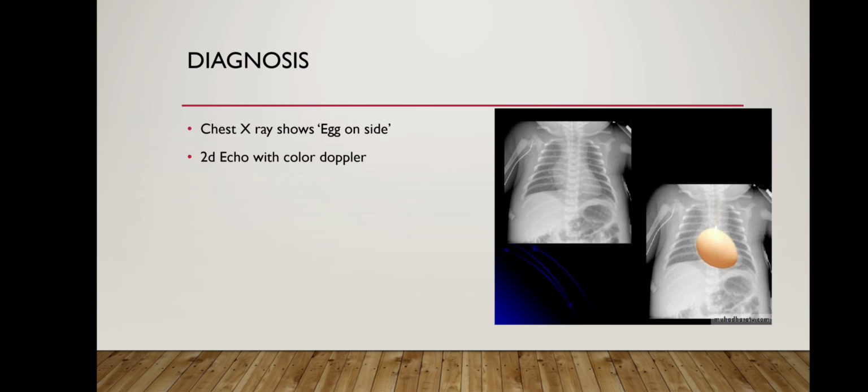Now the diagnosis. When you do the chest X-ray, it shows an egg on side appearance. That means it looks like this. This is the egg on side appearance, and the mediastinum is small. So a small or hollow mediastinum with egg on side appearance is seen in TGA, and 2D echocardiography and color Doppler is the investigation of choice.